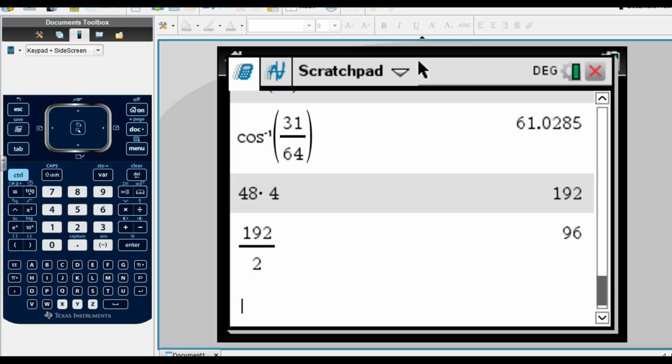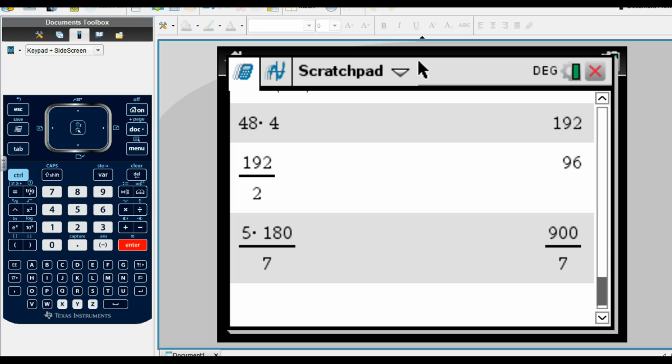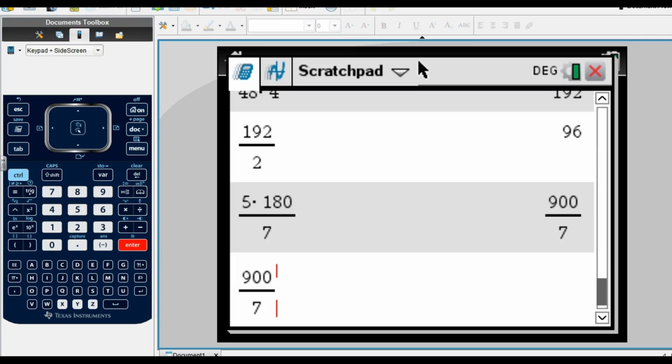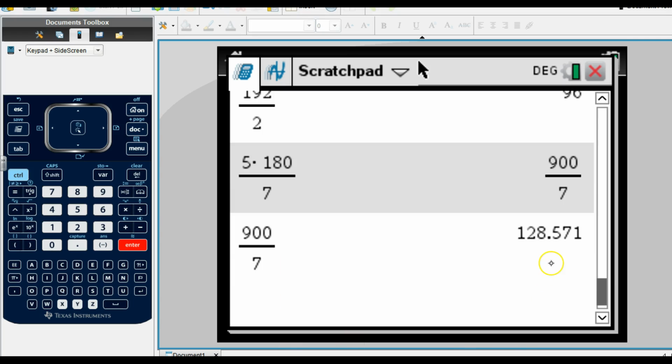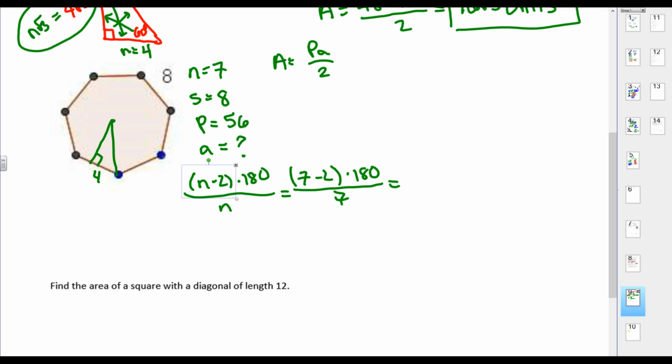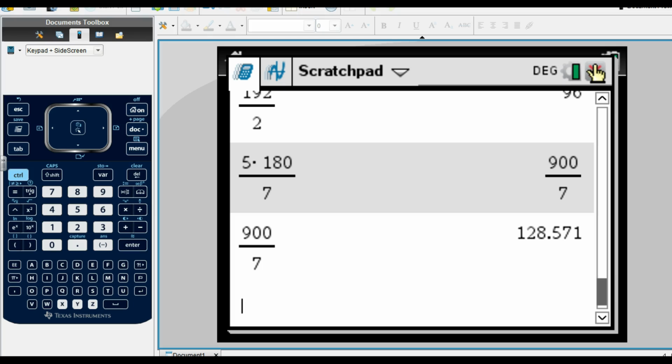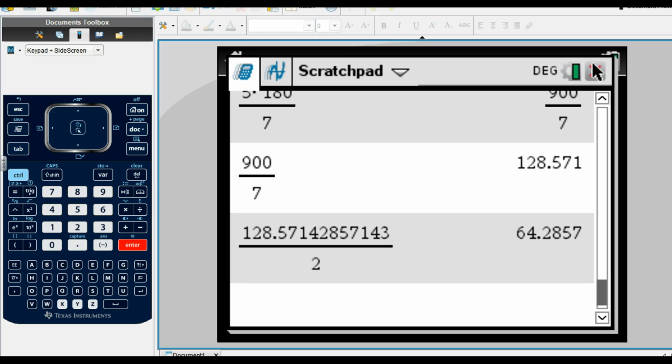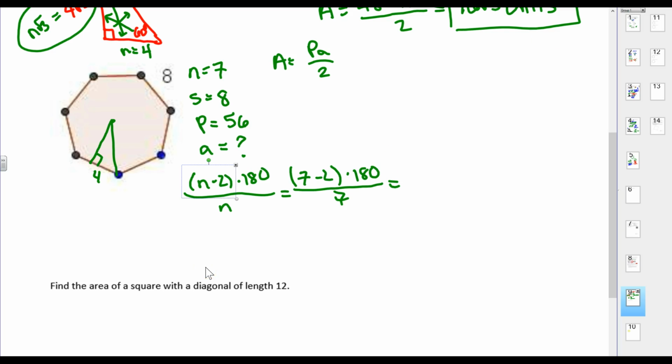This is going to get me an ugly number, friends. 5 times 180 divided by 7 is 900 over 7, or if we're interested, 128.571 degrees. And what I really want is half of that value. So if we divide by 2, it's really 64.2857. I'm going to store that value in my calculator so I can use the exact number, but it's basically 64.3 degrees for the purposes of my work right here.